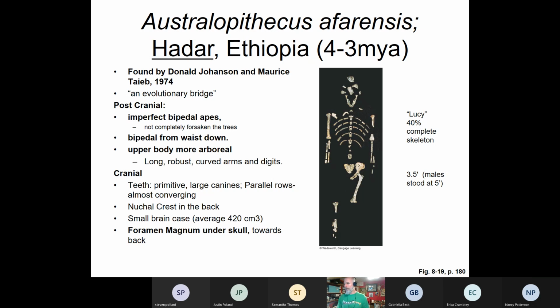So this is a female, and this female stood at about 3.5 feet. Males stand at about 5 feet. When we talk about sexual dimorphism, there's pretty strong sexual dimorphism in afarensis, which is closer to the hominoids and not necessarily Homo. In Homo, we see less sexual dimorphism.